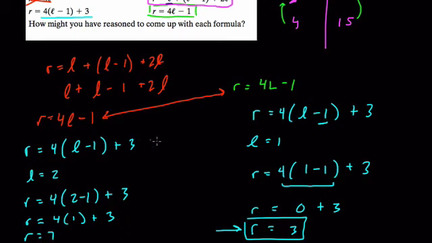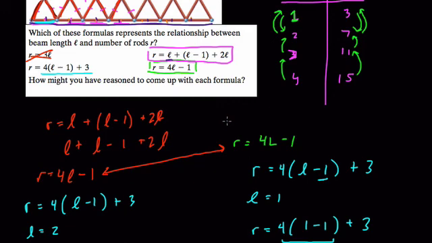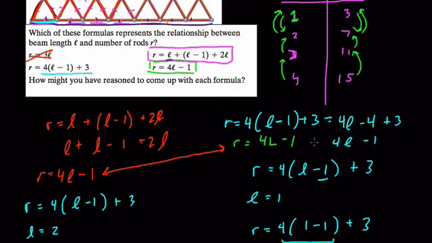Now if we simplify this formula, we get the same thing as before. Let's just do that really quickly. Again, it's just a different way of thinking about the same setup. So 4 times L is 4L, minus 1 times 4 is minus 4, plus 3. Minus 4 plus 3 is minus 1. So it's 4L minus 1, which is exactly what we got before. So these three are equivalent. It's just important to realize you can approach the same problem in different ways.